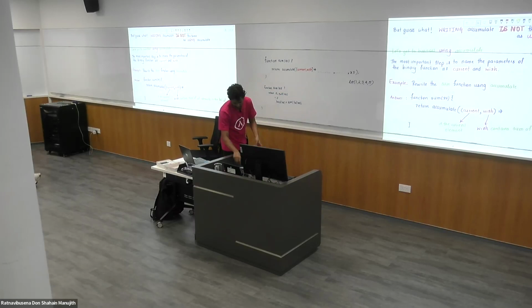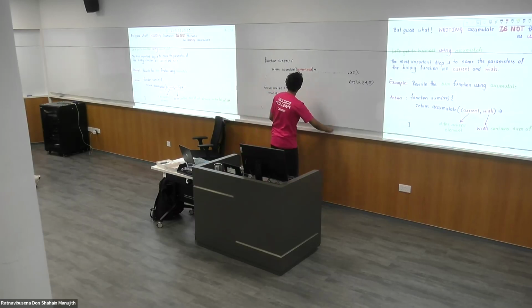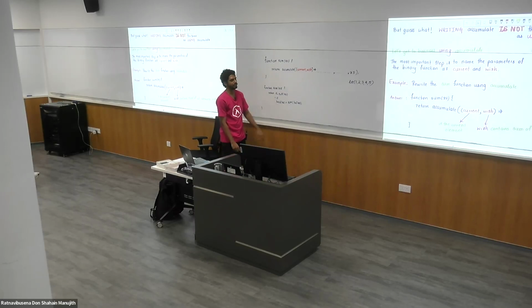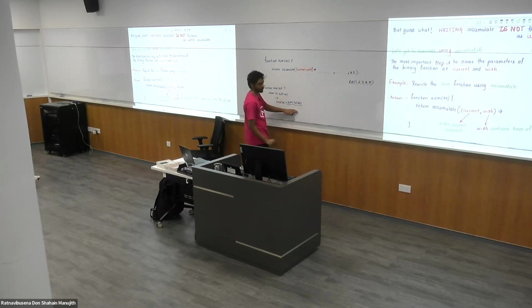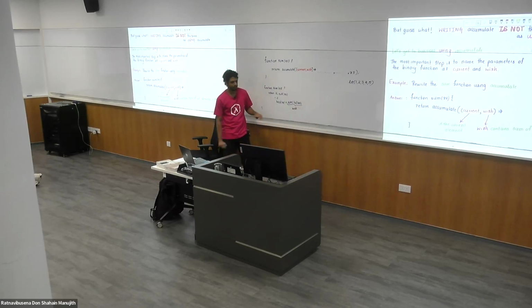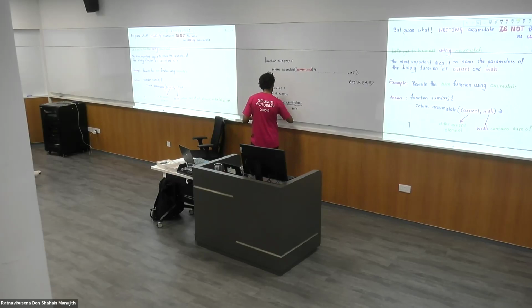Now look at this. What was my wish in this case? This was my wish. So what was my current element? My current element is head of xs. Oh my goodness, no, I should have put current xs. What am I doing? So this is my current element.